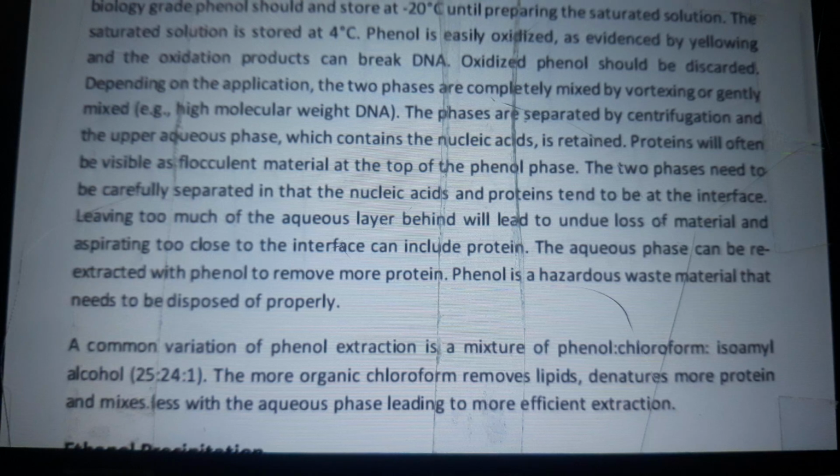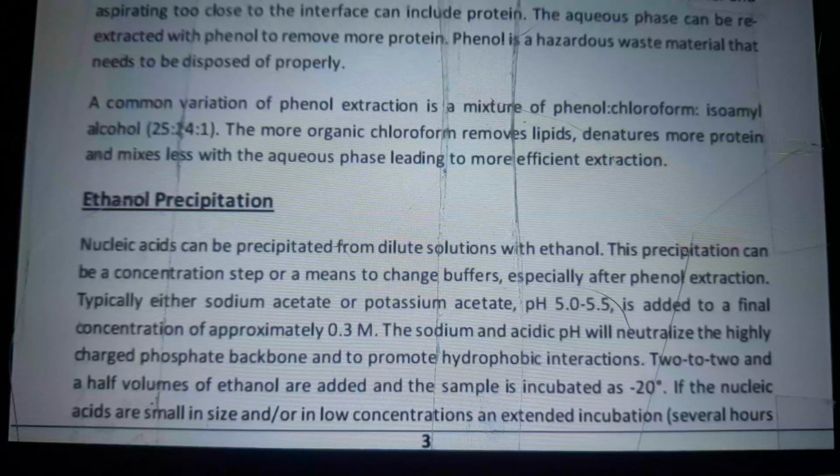Phenol is a hazardous waste material that needs to be disposed of properly. A common variation of phenol extraction is a mixture of phenol, chloroform, isoamyl alcohol, 25:24:1. The more organic chloroform removes lipids, denatures more protein, and mixes less with the aqueous phase, leading to a more efficient extraction.